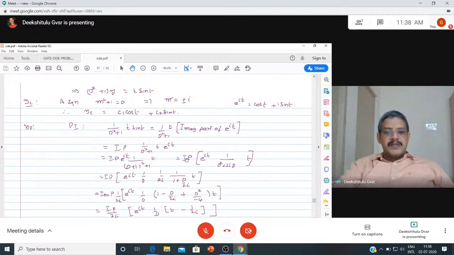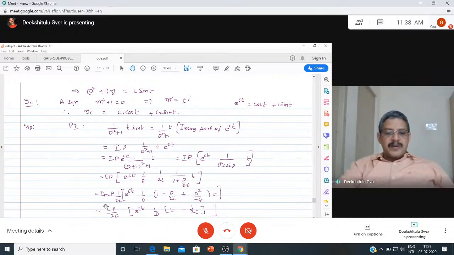That is equal to imaginary part of e power it, 1 by D plus i whole square, which is D square plus 2iD plus i square. i square becomes minus 1, and plus 1 cancels. So 1 by D square plus 2iD operated on t. So that is imaginary part of e power it into 1 by D. If you take 2iD common, 1 by 2iD into 1 plus D by 2i operated on t.